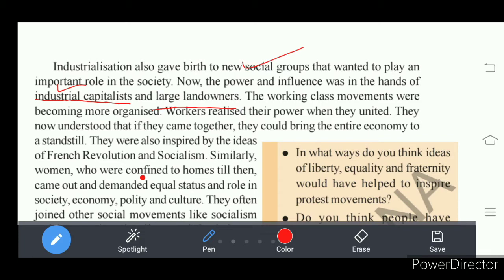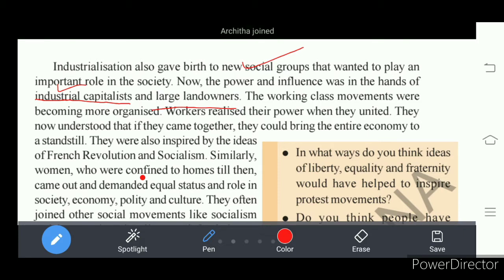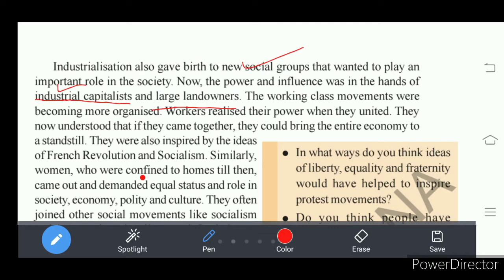Those who have a huge amount of funds and money are called capitalists, who use a huge amount of money in starting a business. Who invest a large amount of money to start a kind of work or a business is called a capitalist. Capitalists who started establishing industries are called industrial capitalists. And who are these industrial capitalists?